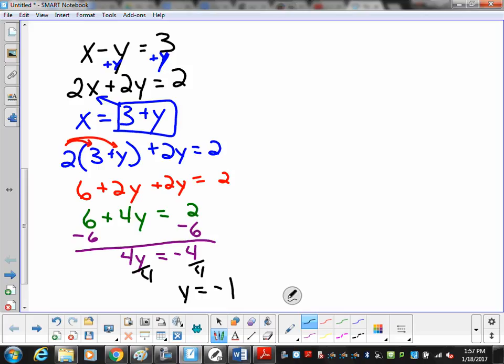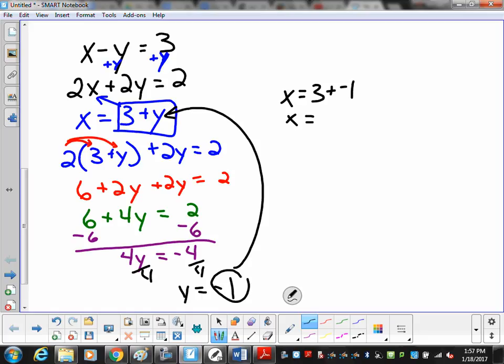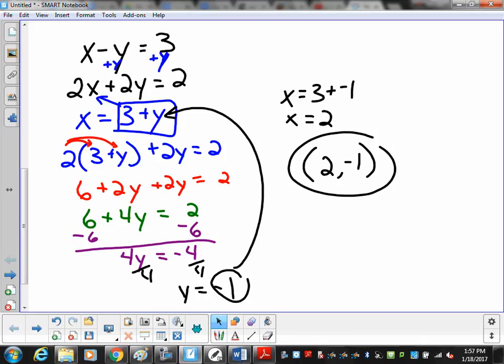Okay. So again, I found half of my solution now, but the second half is a lot easier to find. I know y is negative 1. So I plug it into the easiest one to use, which is there. So I got x equals 3 plus negative 1. So x equals 2. So my solution is 2, negative 1.